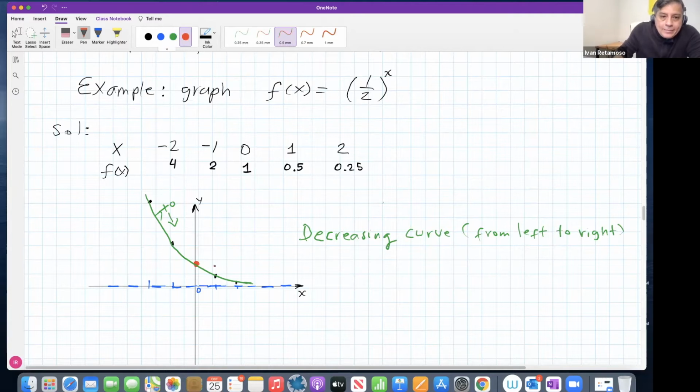Y-intercept, again, surprisingly the same, (0,1) y-intercept. And surprisingly, also look at this blue line. Isn't it true that the curve is getting closer and closer to this line, never touching it? So then we got ourselves a horizontal asymptote.